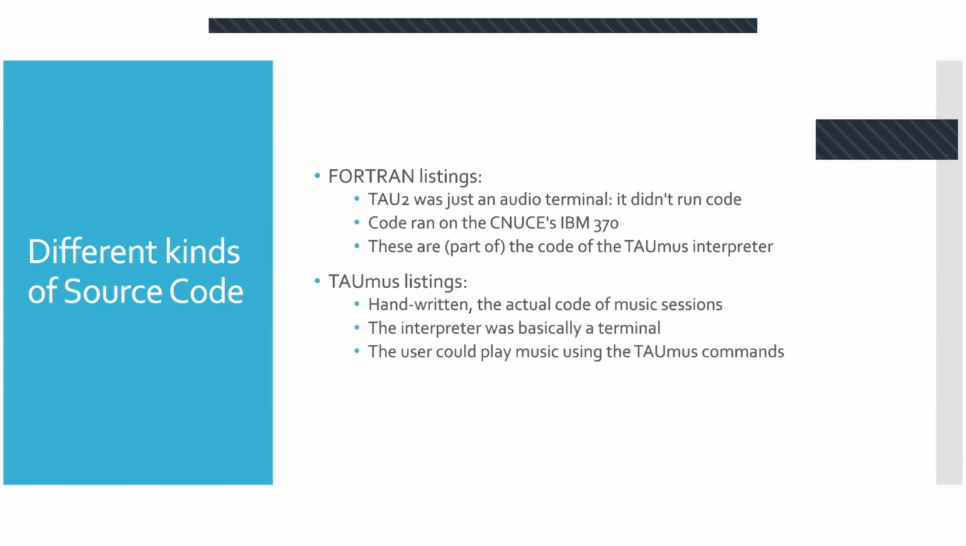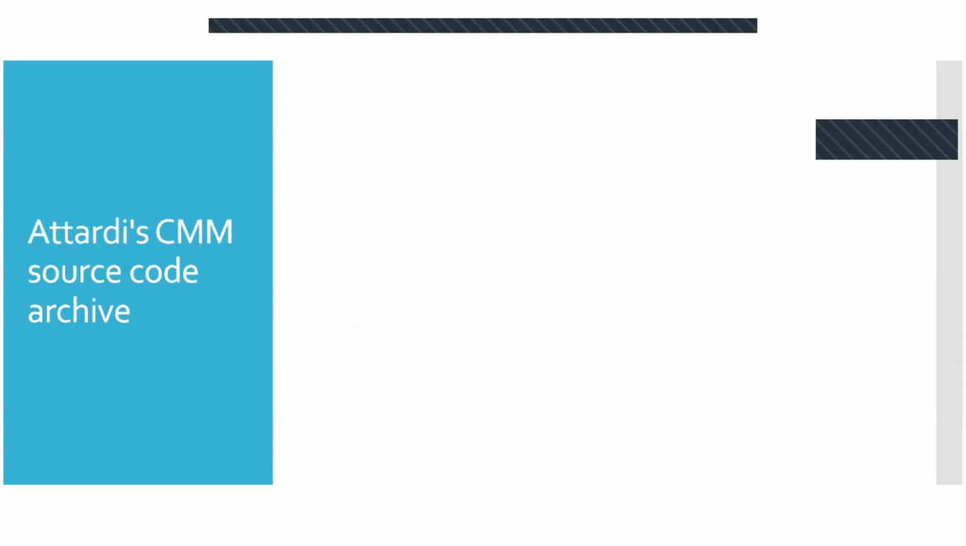And then we had the actual TAUMus listings, which were basically the commands which allow the user to play actual music. The interpreter was a terminal, so you opened a session, basically how you open a session on a normal bash terminal on Linux, and you played music.